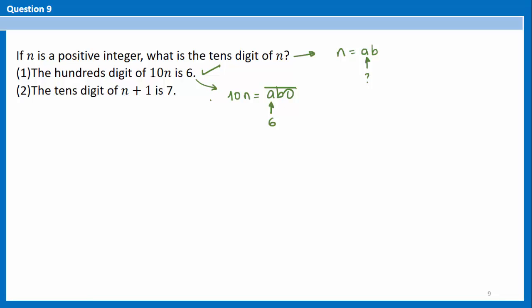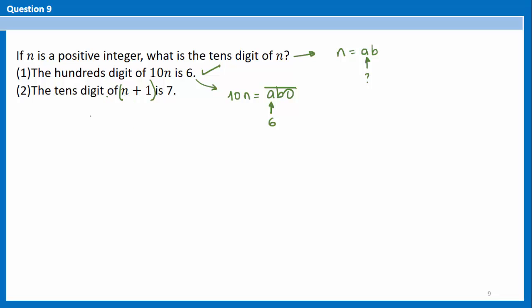Now statement 2 says the tens digit of n plus 1 is 7. There are some students that misread this statement. They think that it's the tens digit of n, plus 1, is 7. Now that is wrong, because that would mean that the tens digit of n is directly 6, and 6 plus 1 is 7. That might be true, but what they are really telling us here is the tens digit of (n plus 1) is 7.